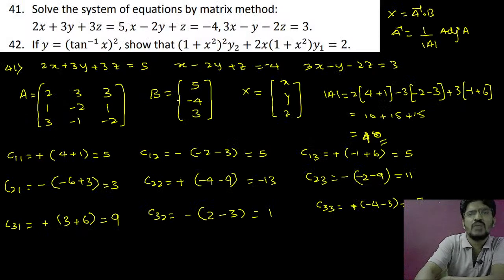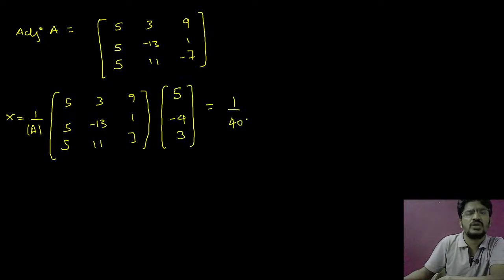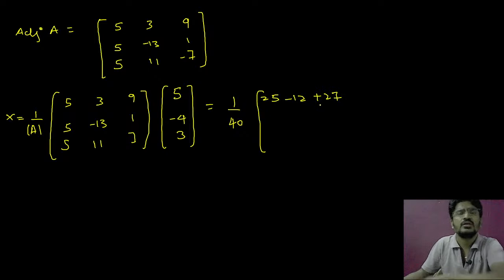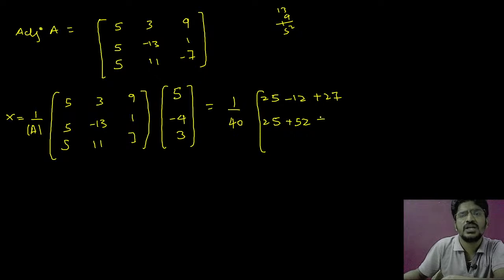5, minus 4, 3. Now simplify this. 1 by determinant of A is 1 by 40. So 5 into 5 is 25, 3 into minus 4 is minus 12, 9 into 3 is plus 27. So 25 minus 12 plus 27. Next, 5 into 5 is 25, minus 13 into minus 4, that is 13 into 4, which is 52, plus 52. 1 into 3 is 3.